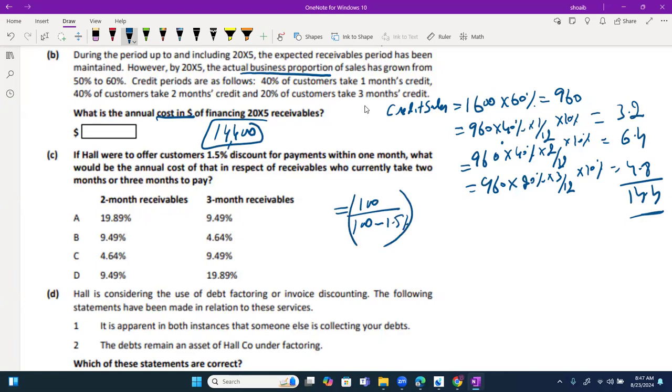Firstly, solve for 2 months. Previously, you were paying in 2 months. Now you are paying in 1 month. So 12 over 1. Sir, why are you not taking 365 days? Now data is given in months. In the numerator, you will take total months divided by reduction in days. 12 over 2. This is for 3 months.